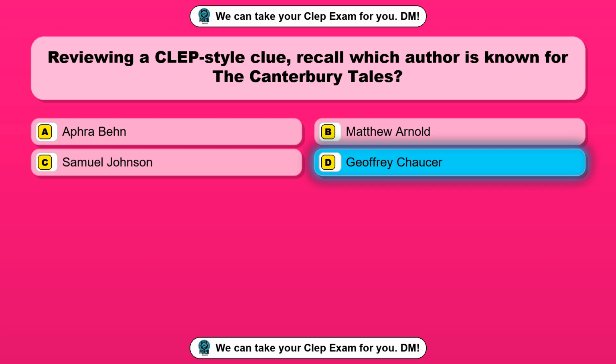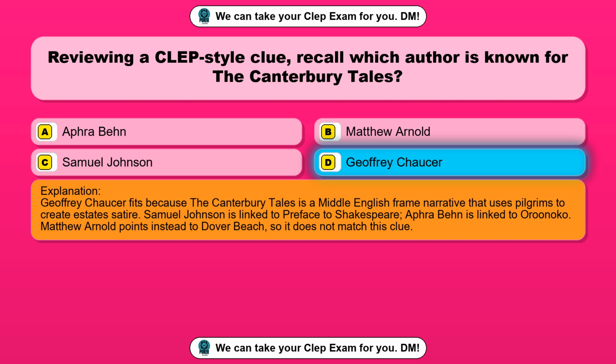Geoffrey Chaucer. Geoffrey Chaucer fits because the Canterbury Tales is a Middle English frame narrative that uses pilgrims to create estates satire. Samuel Johnson is linked to Preface to Shakespeare. Aphra Behn is linked to Oroonoko. Matthew Arnold points instead to Dover Beach, so it does not match this clue.